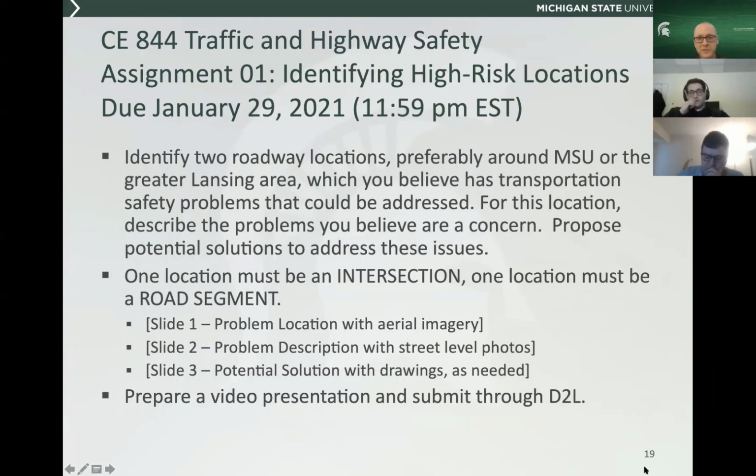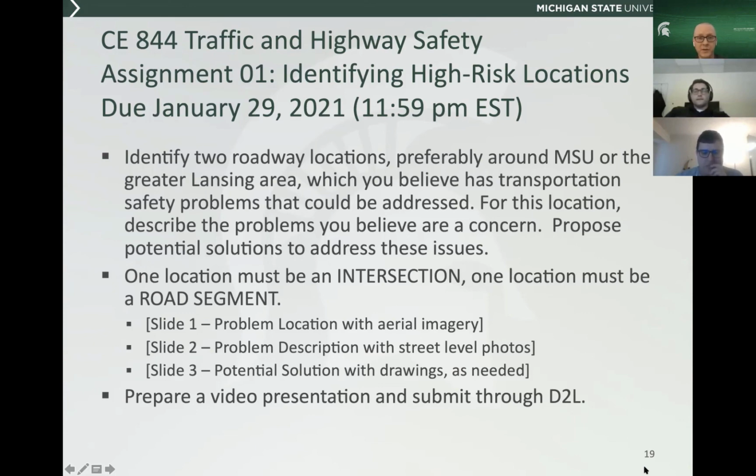Okay, so our first assignment for the semester is going to be due a week from Friday, basically. I'm just going to ask both of you to identify 2 locations, preferably somewhere near MSU or the greater Lansing area, where you believe there are some transportation safety problems that could be addressed in some form or fashion. As a part of that, I want you to document the location using either aerial photographs or street level imagery to demonstrate why there's a problem here.